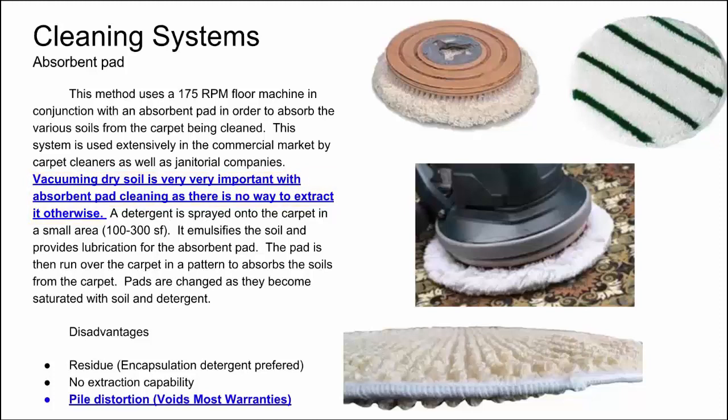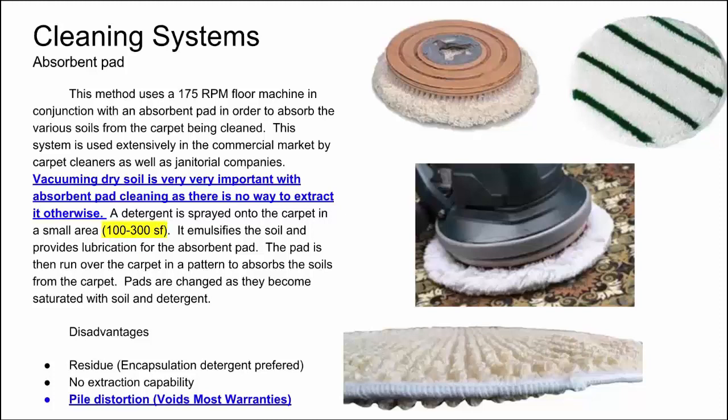With this system, you're going to spray a detergent. Now that's either going to be a bonnet cleaner or an encapsulation agent. And as I said, you should be using an encapsulation agent with this method. It's just going to dry to the crystal and it's going to give you a better outcome. You're going to spray about 1 to 300 square feet.